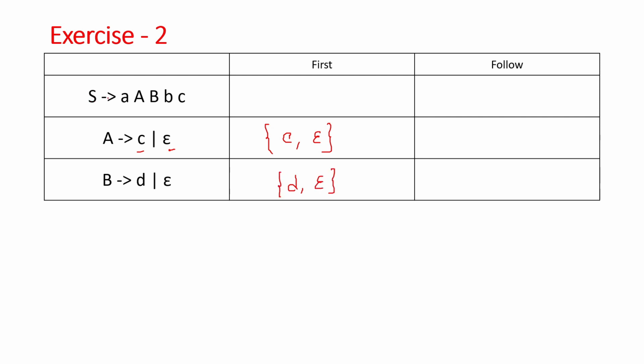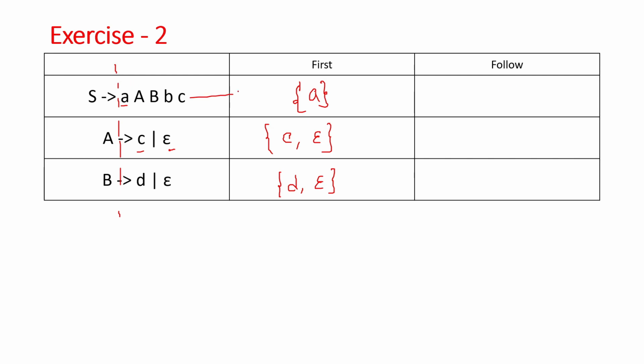Now for S, in this example, S has a terminal in its first position, which is a good thing for us. So we're going to just write a. That's it. I have already done with the first part. Now I have to find out the follow part. For the follow part, I am going to search S. Did S come in the right side anywhere? No, S didn't come in the right side. So we're going to give the dollar sign as its follow.